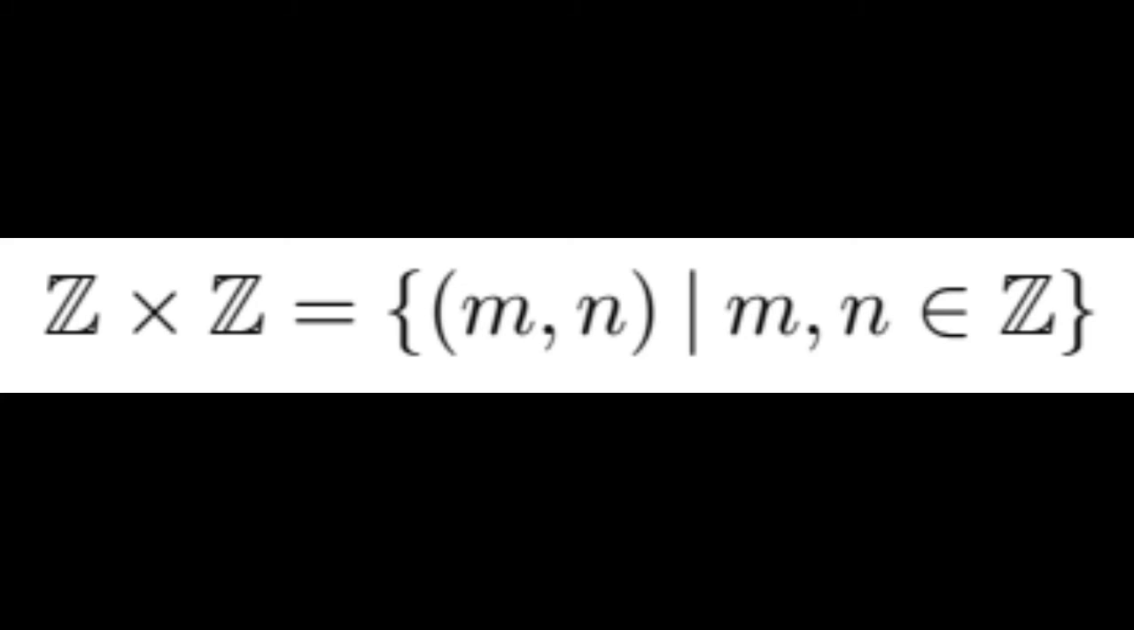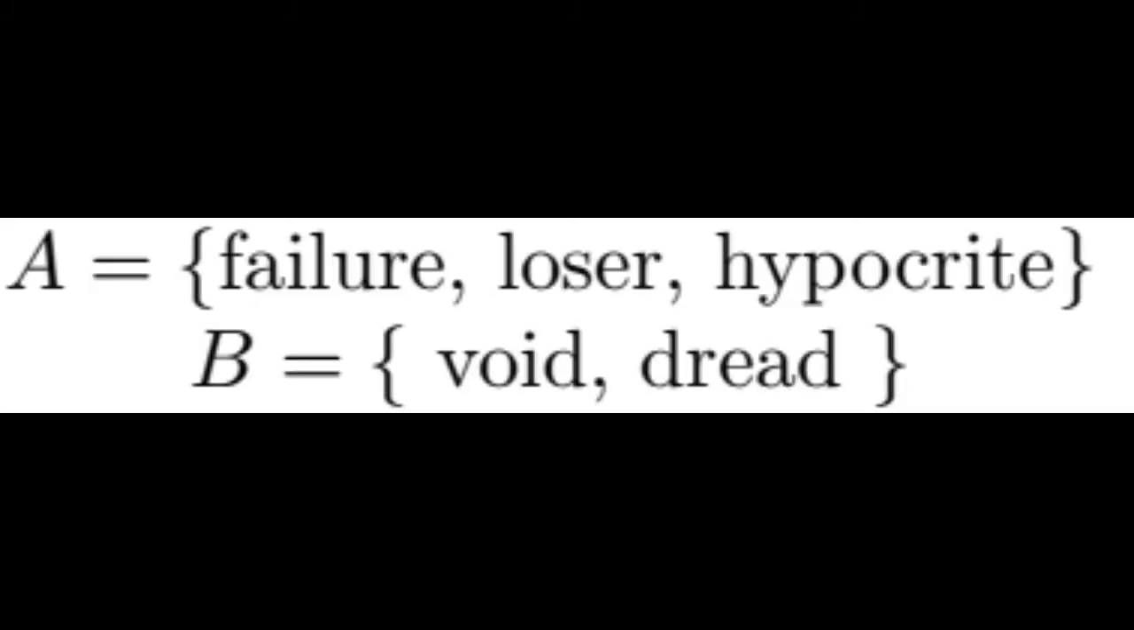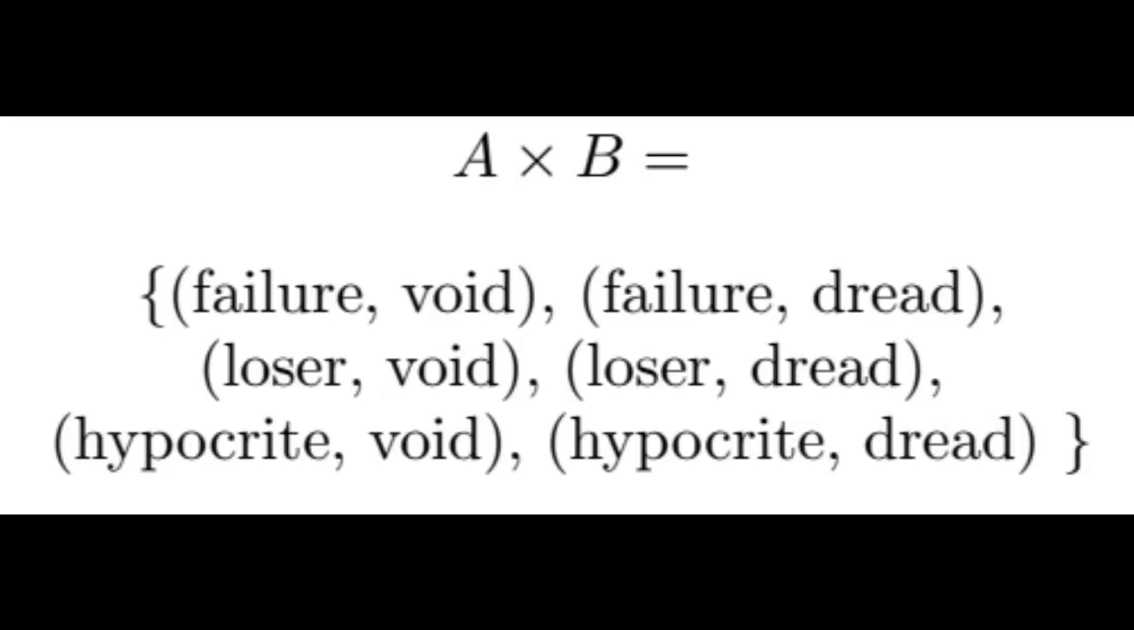As an aside, another typical operation is taking the Cartesian product of two sets. This gives the set of all possible ordered pairs that contain the elements in the first set in the first position and the elements of the second set in the second position. For example, Z cross Z would be the set of all integer pairs. If A is the set of words failure, loser, and hypocrite, and B is the set of words void and dread, then A cross B looks like this.